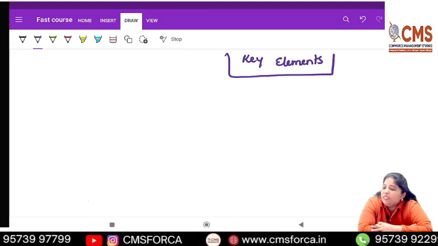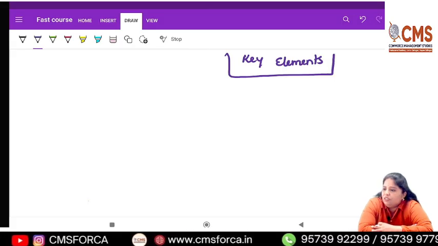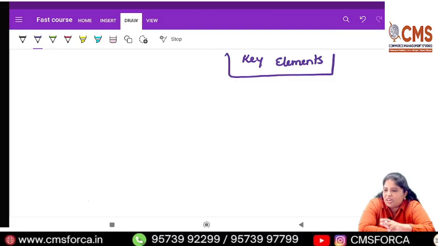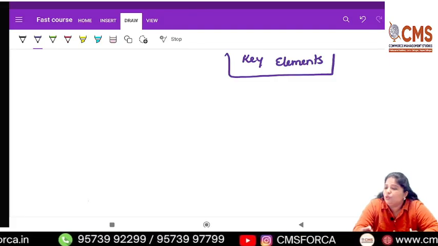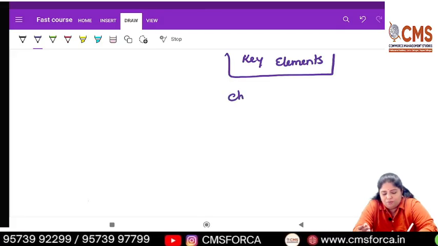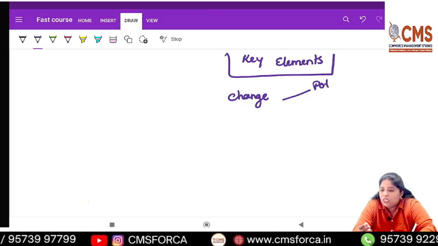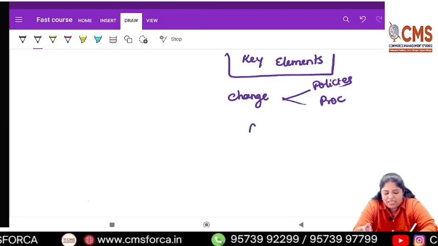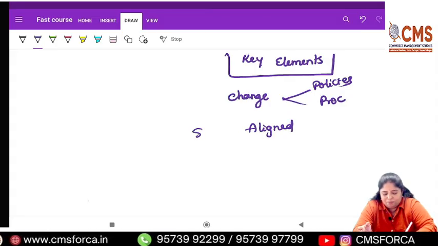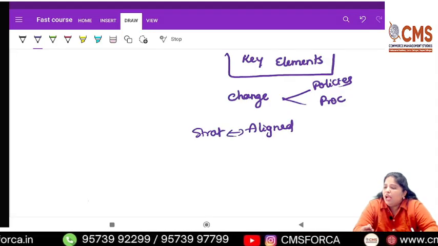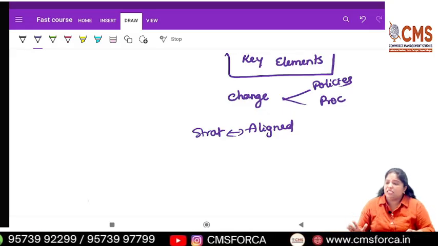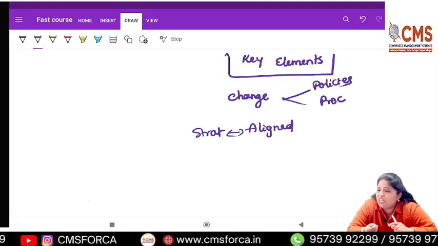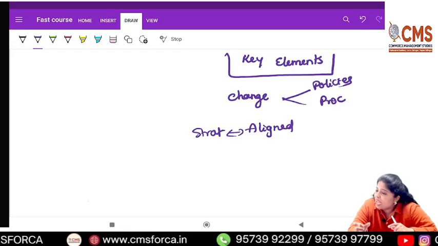What are the key elements required for successful implementation? First of all, when any organization goes for implementation of strategy, what they are supposed to do is change all their policies, all their procedures to make sure strategy is properly aligned. And in the worst scenario, organizations might even decide to change their culture, change their vision, change their mission. Even that is possible.